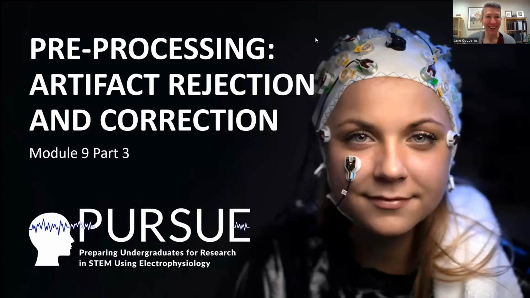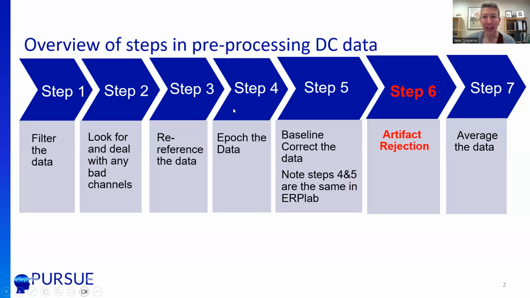Hi, and welcome back. Today, we're going to do some additional pre-processing. We're going to get to do artifact rejection and correction. So moving on, we have done a lot so far. We've filtered the data and we've gone all the way up through epoching it.